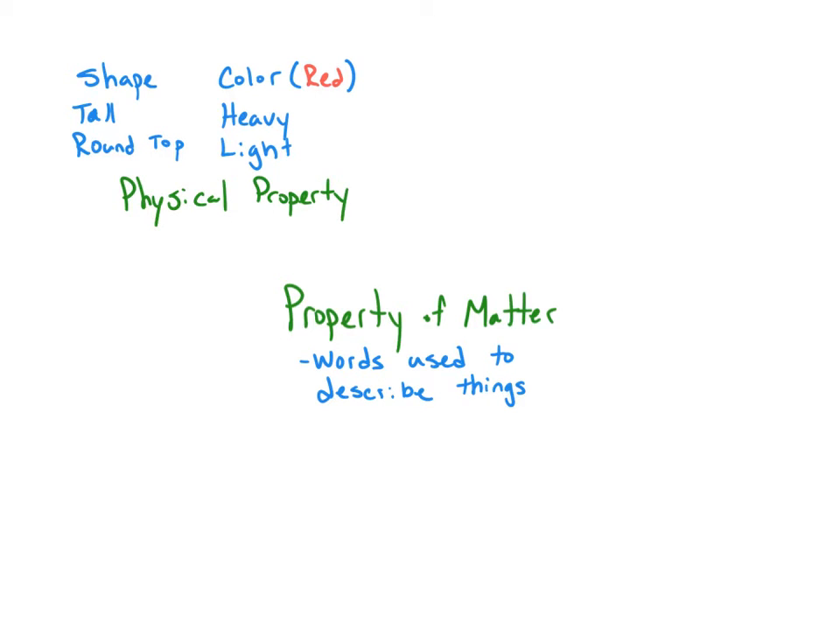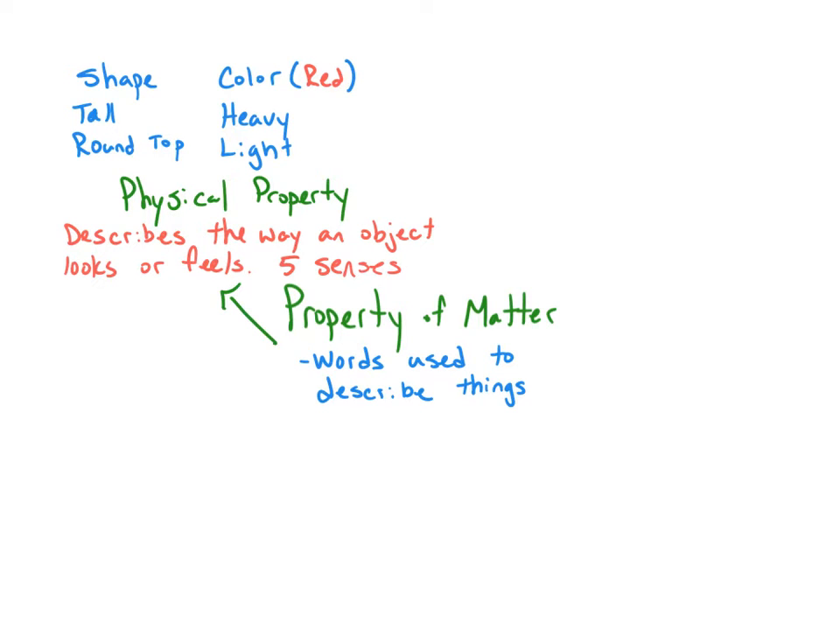And a physical property describes the way an object looks or feels. If you use any of your five senses to describe the way that object looks, and once again the five senses are sight, smell, sound, taste, and touch, then you used a physical property to identify that object.